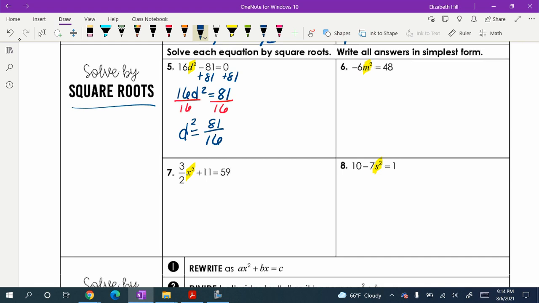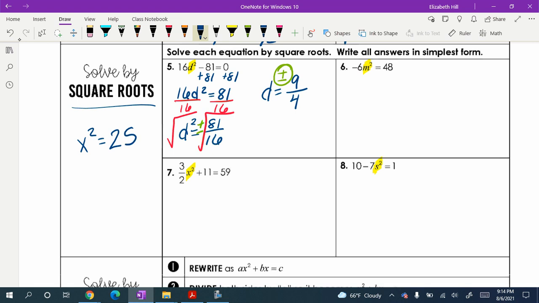Now, to solve for d, I need to take the square root of both sides. So d is equal to the square root of 81 is 9, the square root of 16 is 4. Now, there's one big thing you have to remember, and that is that this is not just positive 9/4, it is also negative 9/4. When you take that square root, you need to remember that it's plus or minus, okay? Just thinking back to if we were to say x squared equals 25.